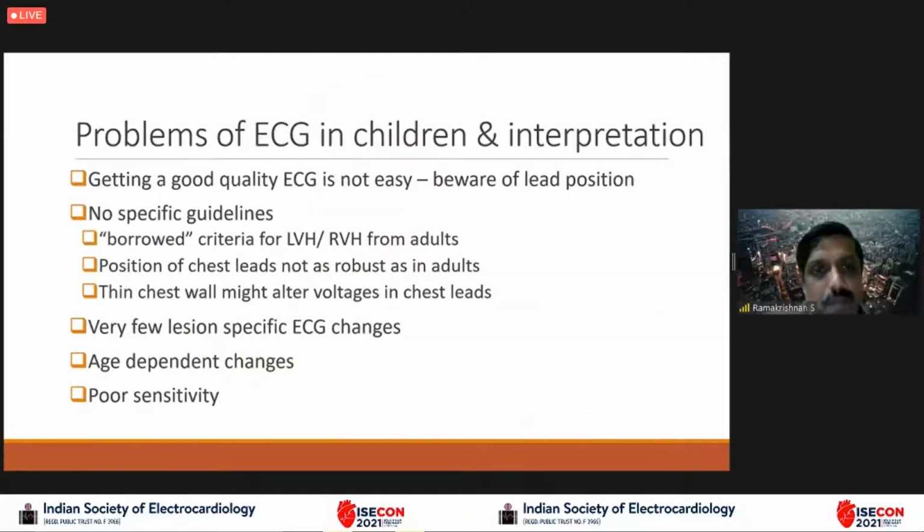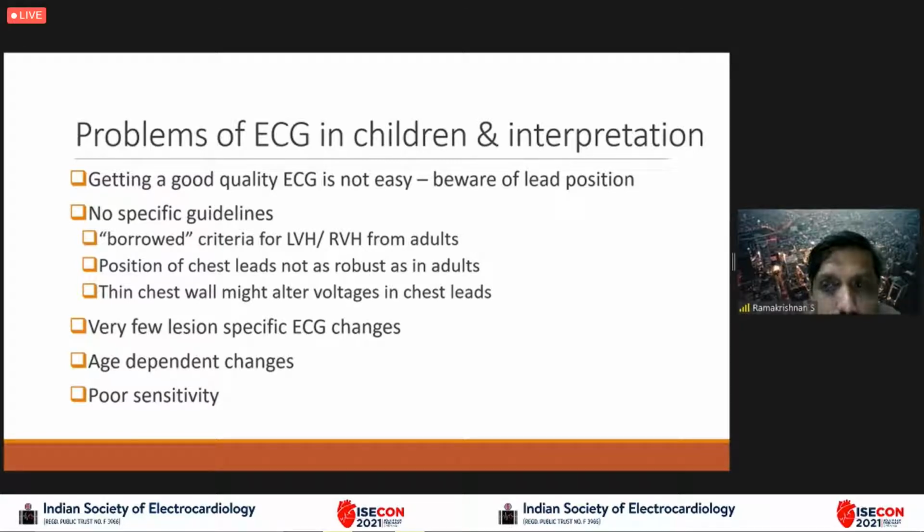So there are some specific things and there are some things which are non-specific. Getting a good quality ECG is not always easy, so you have to beware of the lead positioning. And unfortunately, we don't have specific guidelines. They're all borrowed criteria for LVH and RVH from adults. And the position of chest leads may not be as robust as in adults, and a thin chest wall may alter the voltages of the chest leads.